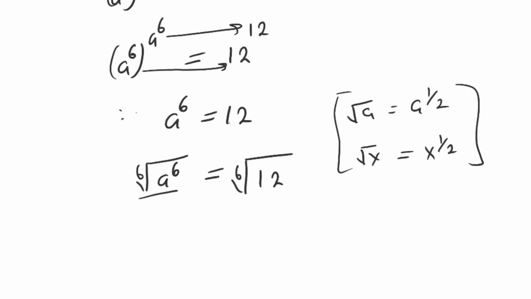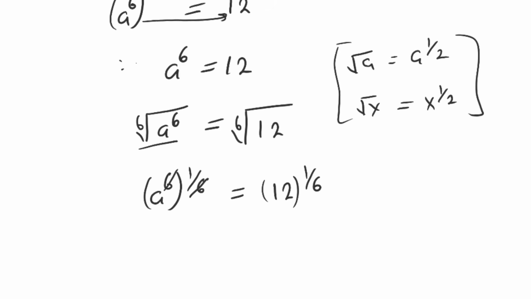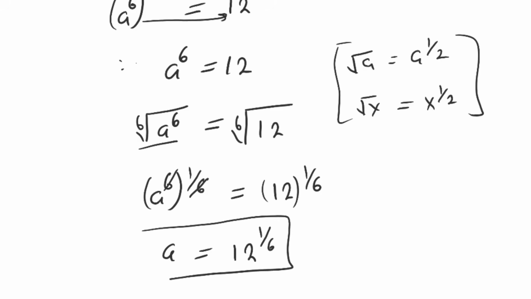Then this can be written as a raised to power 6 to the power of 1 over 6 is equal to 12 raised to power 1 over 6. This 6 cancels this 6. a is equal to 12 raised to power 1 over 6. And this is the final answer.